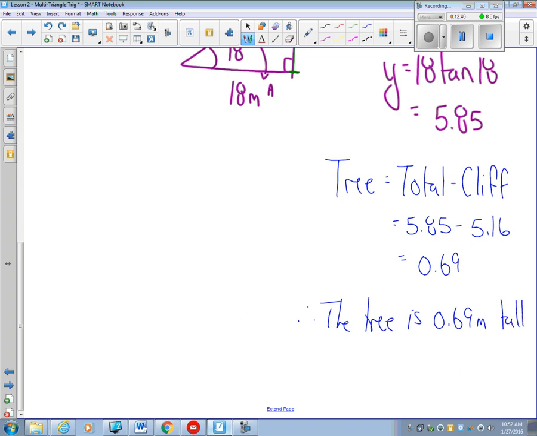Okay, and that takes us to the end of multi-triangle trig questions. Okay, give the homework a try again. Maybe try a couple of the quiz questions today. That'd be a good idea to see how you're doing with this before we move on to non-right angle triangles.